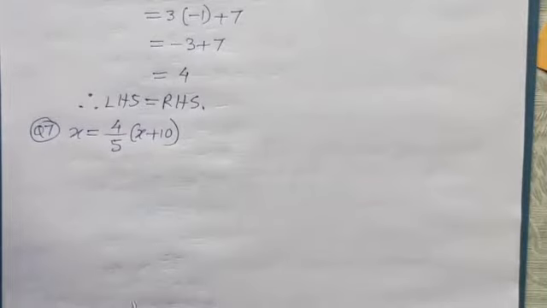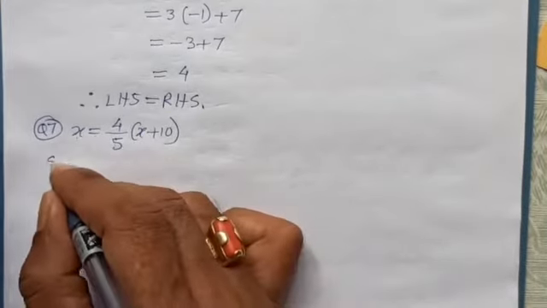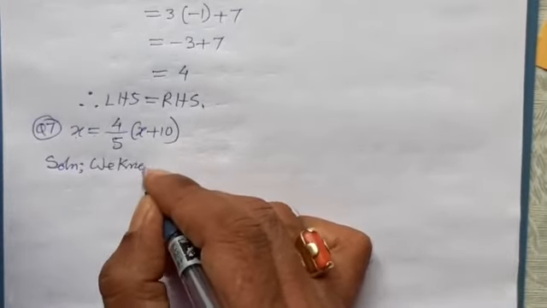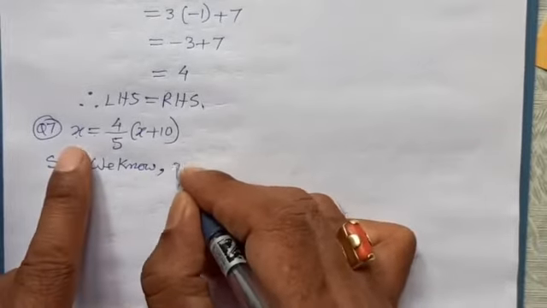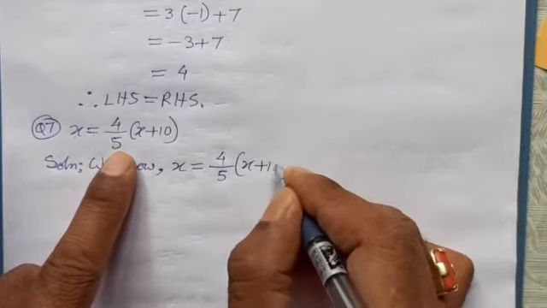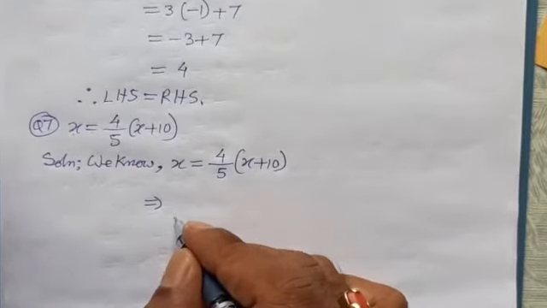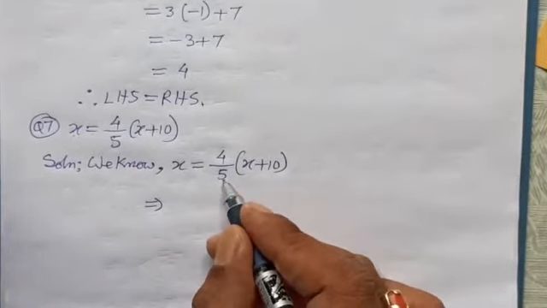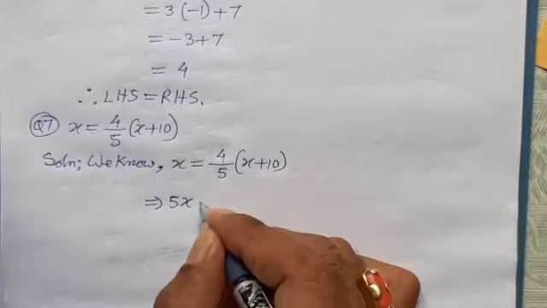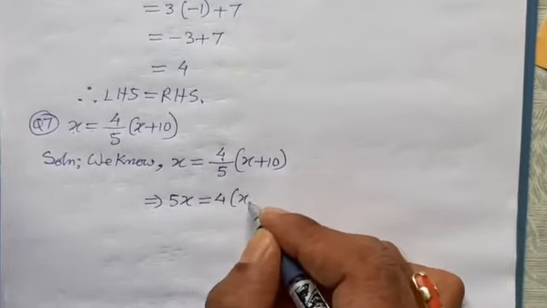Next is question number 7. x is equal to 4 by 5, then bracket x plus 10. Now solution. We know, then write the question. x is equal to 4 by 5 bracket x plus 10. This implies that first let us use cross multiplication. If we use cross multiplication, this 5 will multiply to this x. So 5 into x is 5x. Then 4 is left, then x plus 10.